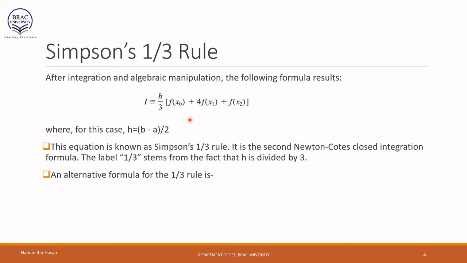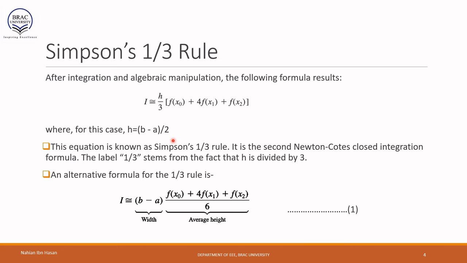So the alternative form of Simpson's 1/3 rule can be achieved if we just substitute the value of h by (b minus a) divided by 2, and then the formula simplifies to this form. This b minus a is the width, and the average height is denoted by this. This is the average height of each segment.